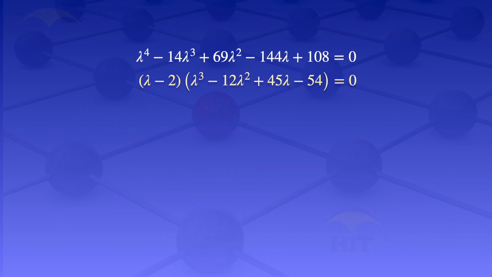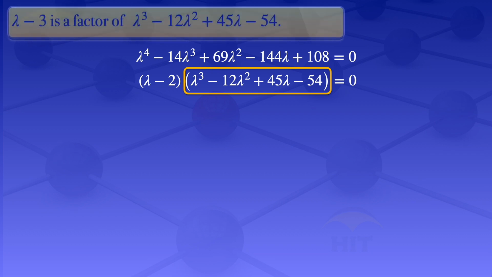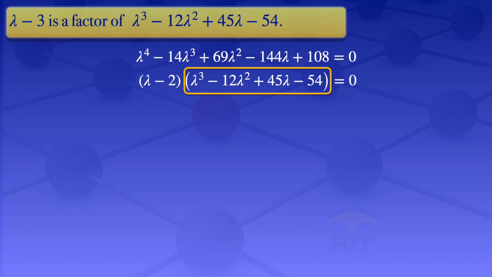We now go on and look at this part here where we have that cubic, lambda cubed minus 12 lambda squared plus 45 lambda minus 54. And we try to find factors by trial and error. In this case, we'll get lambda minus 3 is a factor of lambda cubed minus 12 lambda squared plus 45 lambda minus 54. To get the other factor, we would have to use a long division. So in this case, we are now using the factor that we have just found, which is lambda minus 3. So we'll be having lambda minus 3.